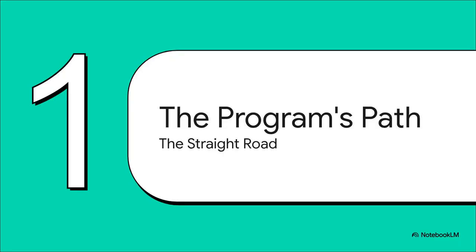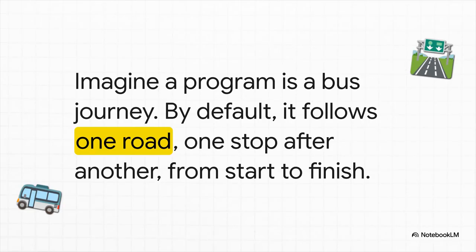All right, so where does a program's journey even start? Well, it begins on what you could call the straight road, the most basic default path a computer can take. So, this really simple one-by-one way of doing things is known as sequence. It's just like a bus following its route, you know? The code runs the first line, then the second, then the third. No detours, no choices. Just a straight shot from beginning to end.